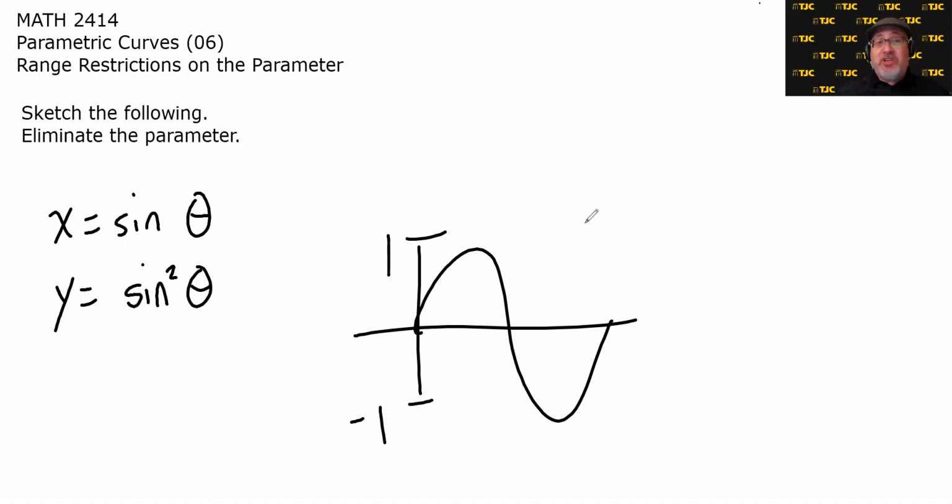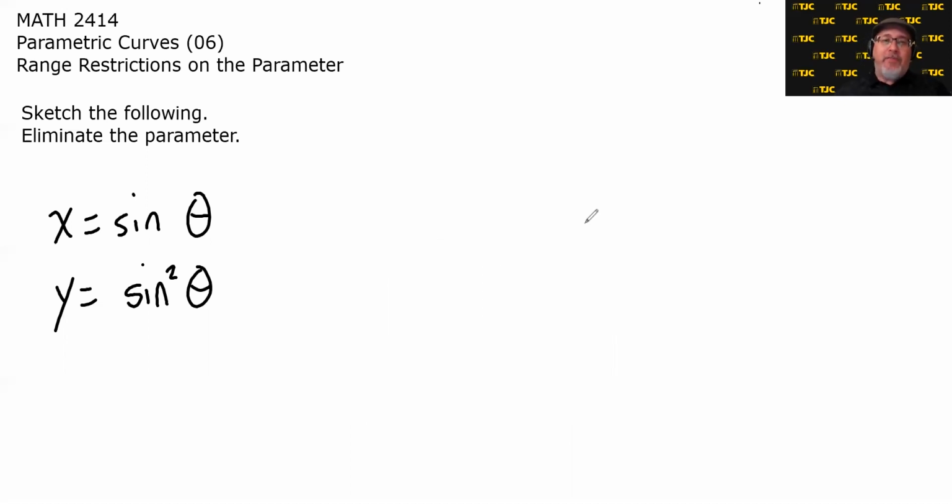And y is restricted even more, because not only is it sine, it's sine squared. And if you square a number between 1 and -1, you get a number between 0 and 1. Now, you don't really have to think all that. If you're going to sketch this manually, you can just do it. In fact, let's go ahead and try to sketch some points on here.